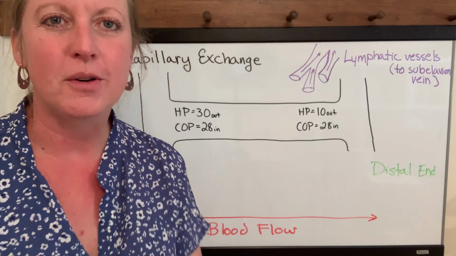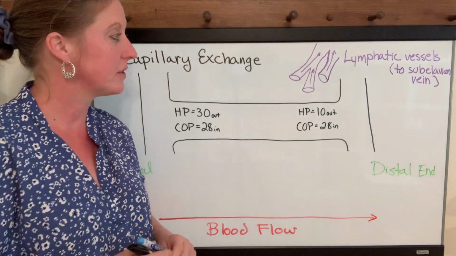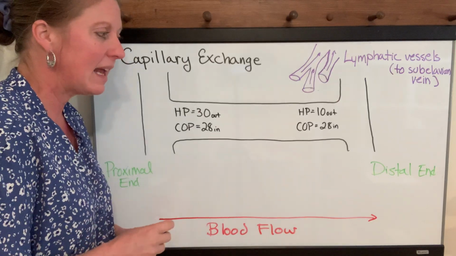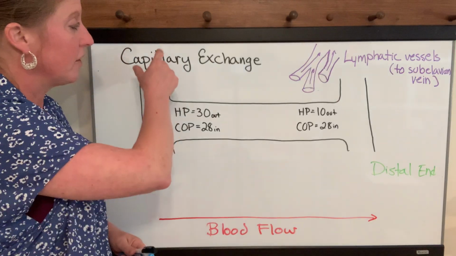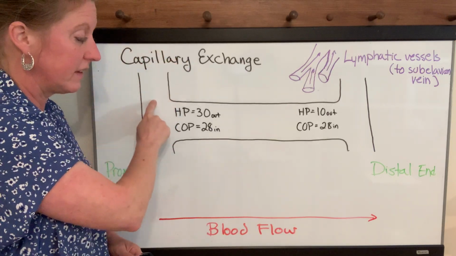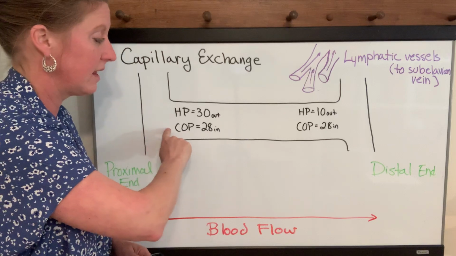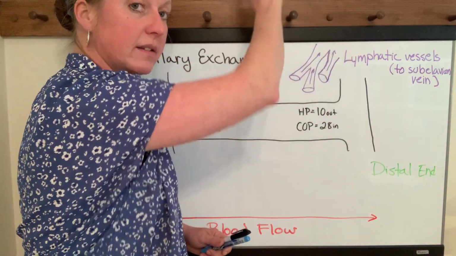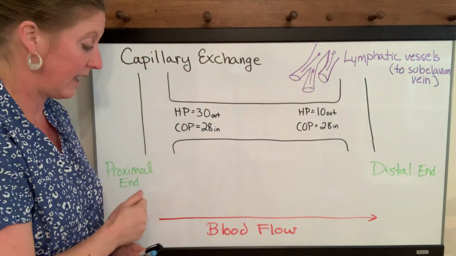Hello, this video is about capillary exchange. Now, I've drawn on the board a schematic of a capillary. So if you imagine that the heart is up here and it's sending blood through arteries and then arterioles, and then that blood passes through a capillary and goes into venules and veins and back to the heart. That's what we're looking at here.